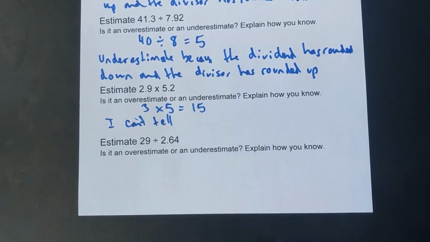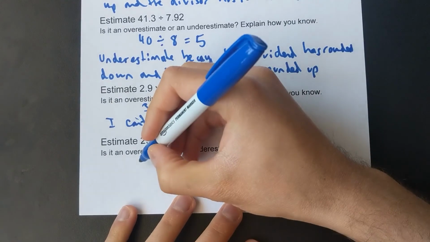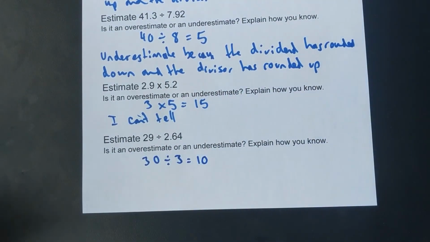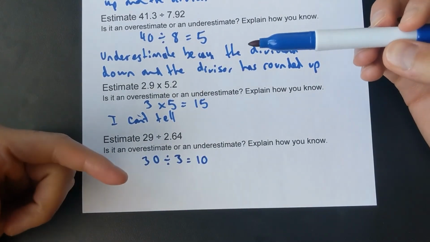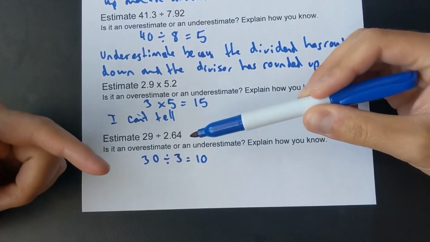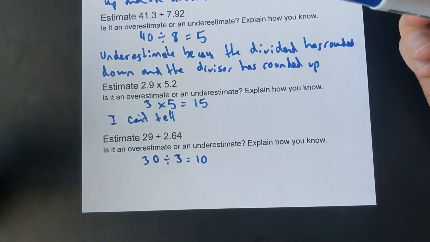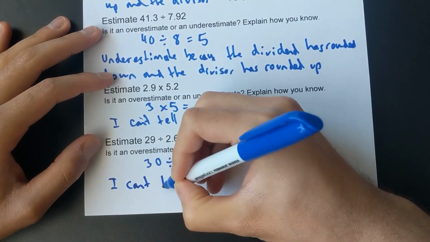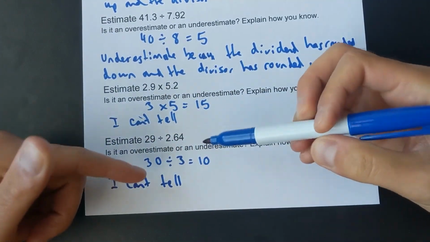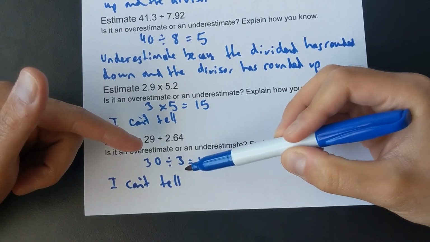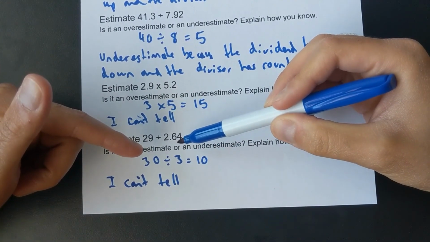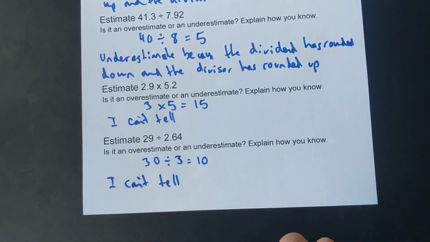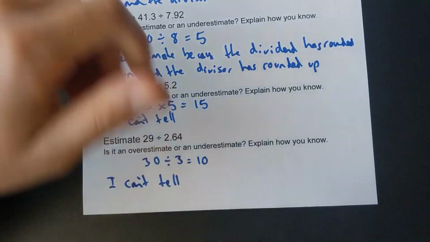Next, here, estimate 29 divided by 2.64. Well, that's approximately 30 divided by 3, which is 10. Is this an overestimate or is this an underestimate? Well, this has been rounded up, and this has also been rounded up. Again, I can't tell. Remember, for division, it needed to go in different directions. This is going to make my answer bigger, but this is going to make my answer smaller. So I can't tell. They're not both moving in the correct direction. Okay, thank you.